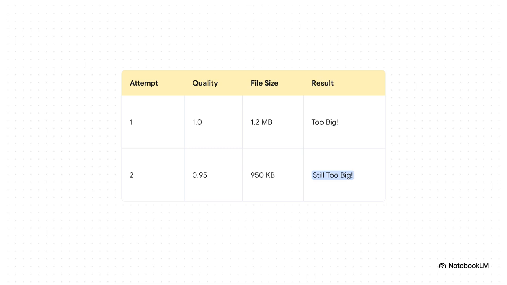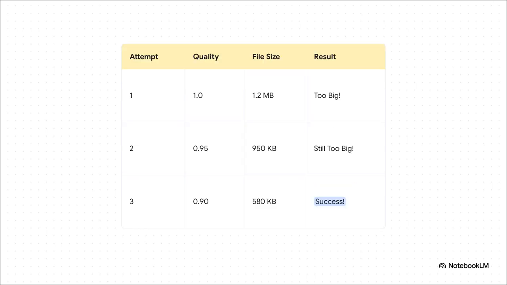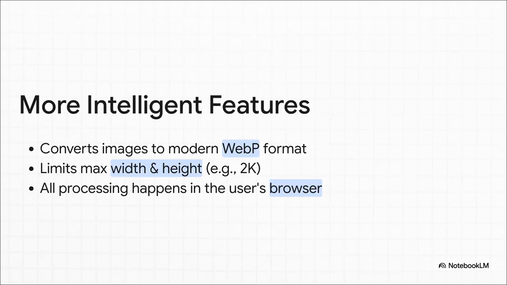Still too big. And now attempt 3. The quality is lowered just a bit more to 0.90. And look at that. 580 kilobytes. We are officially under our 600 kilobyte target. Success. The loop stops right there. It doesn't compress it any more than it absolutely has to. It found the highest possible quality that still met our size rule. Perfect.